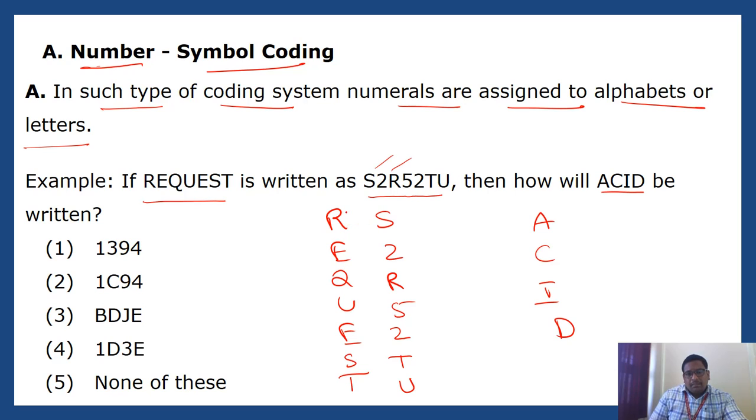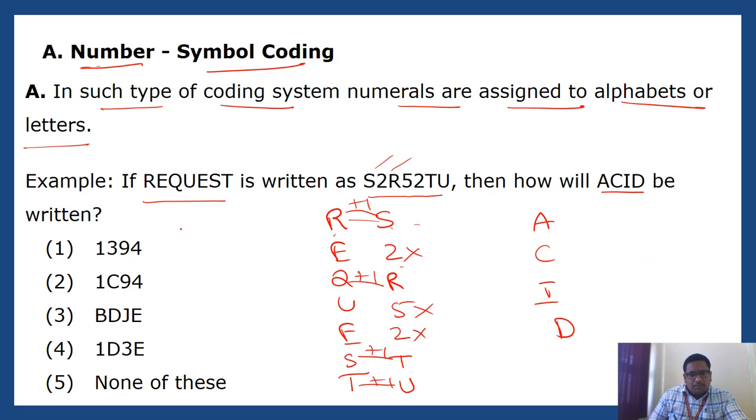R and S. So if you do +1 for R and S, I'll get that. E2, I don't know. Q +1 is R. U5, I don't know. S +1 is T. T +1 is U. So I have come to know that after R comes S, and after E, F should come, but 2 has been written. I don't know why, but this is there.